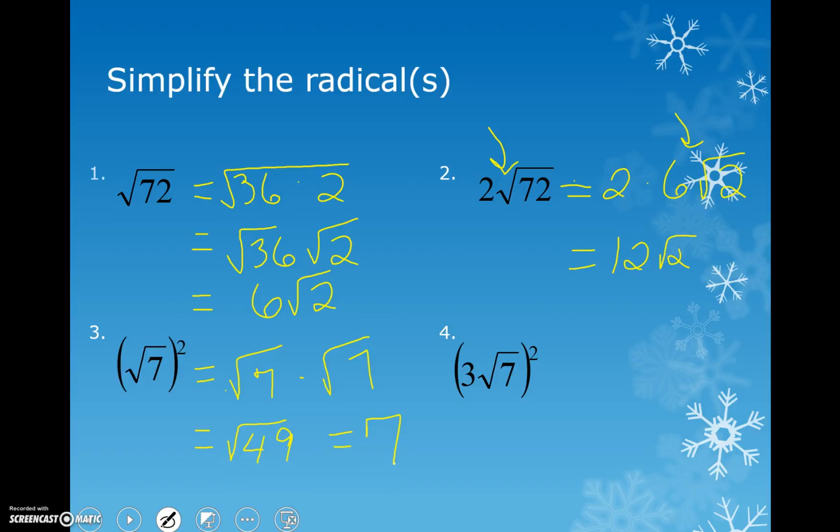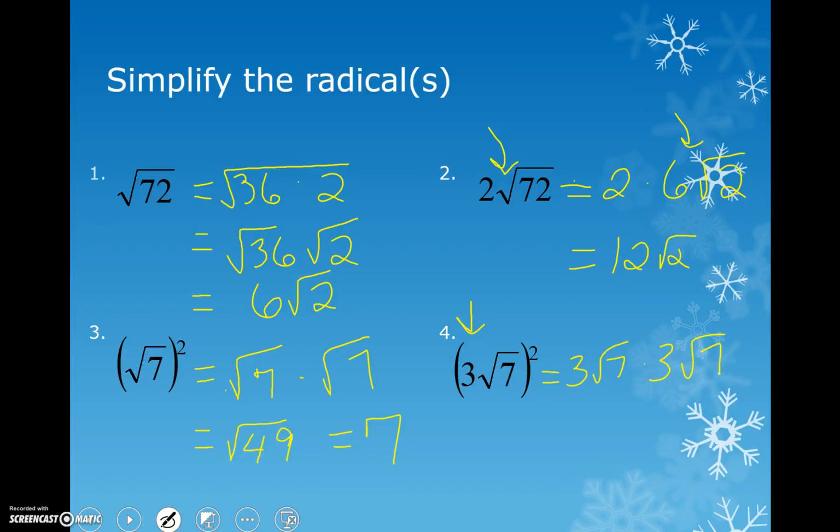So let's take a look at number 4. This is different now. On the left-hand side here, the square root of 7 and the exponent of 2 are inverses of each other, so they cancel each other out. The problem with number 4 is we have this 3 on the outside. So when we do this, keep in mind that this is 3 square root of 7 times 3 square root of 7.